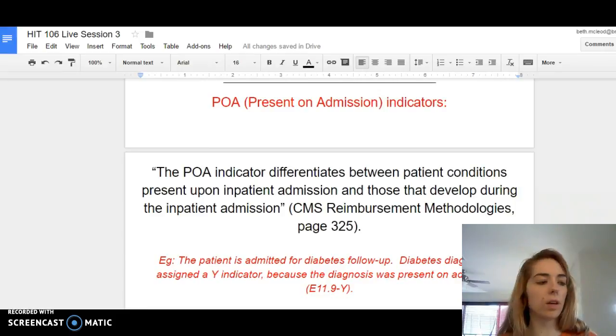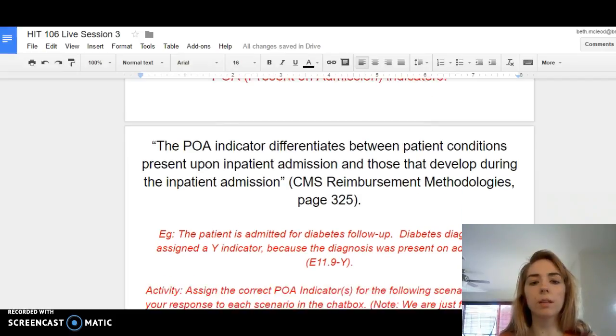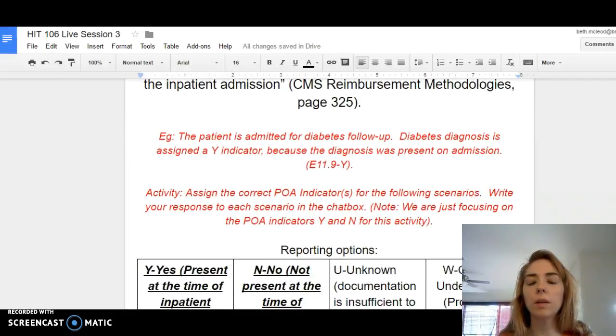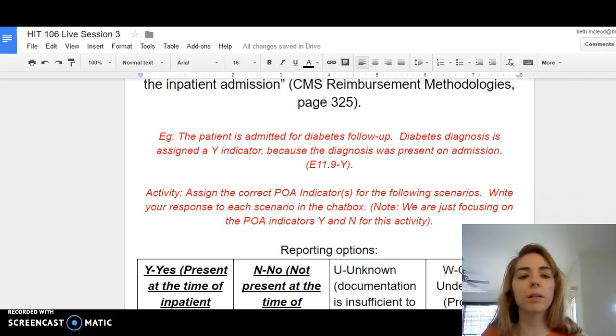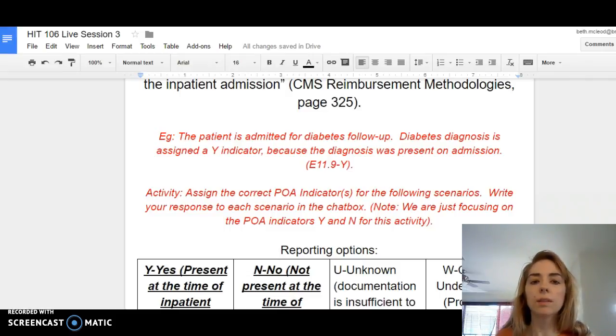The next thing I want to talk about here is present on admission indicators. It says the POA indicator differentiates between patient conditions present on admission and those that develop during the inpatient stay. For example, the patient's admitted for diabetes follow-up. The diabetes diagnosis is assigned a yes indicator, or Y, because it was present on admission. They had the diabetes prior to being admitted to the hospital.